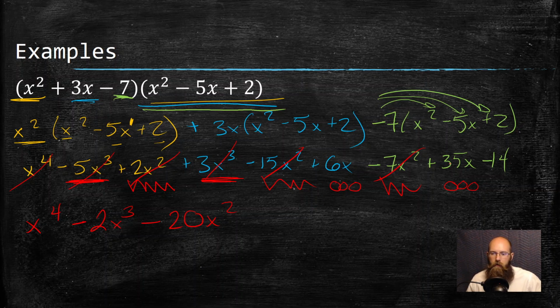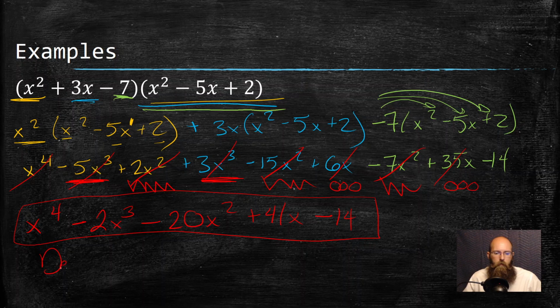Now I have 6x and 35x. That gets me 41x's. And then I have that negative 14. Has no like terms at all. Whoo, that's a big old thing. And this one doesn't happen to ask you what in particular you need to know about this. I just want you to do it.